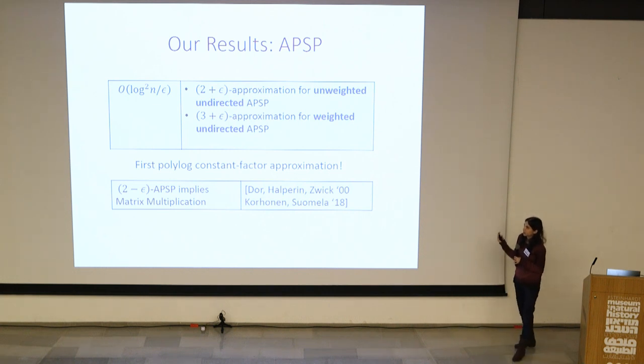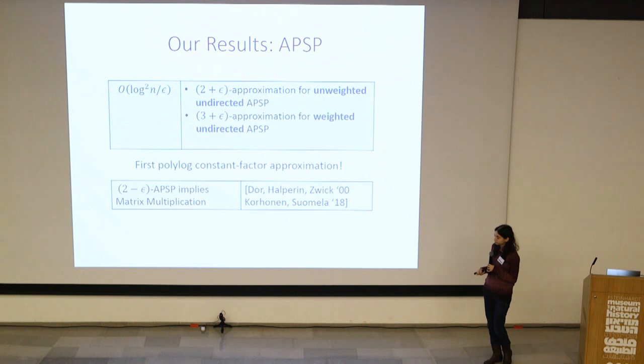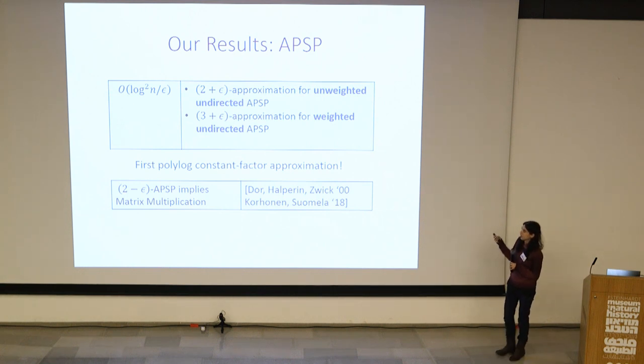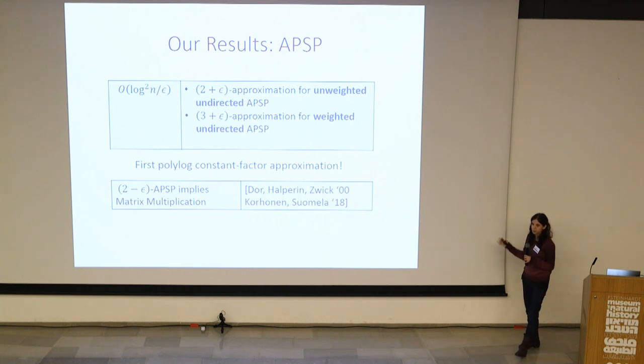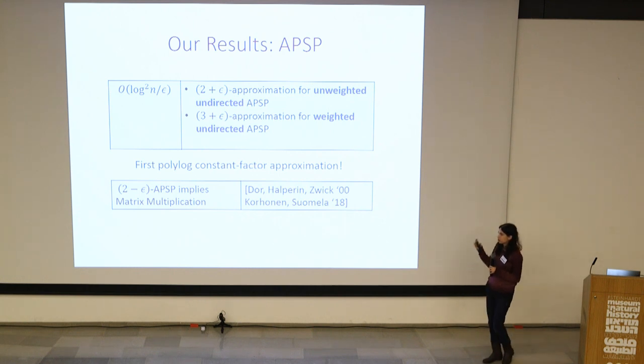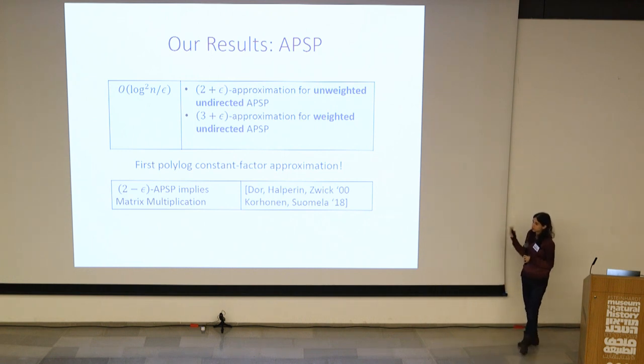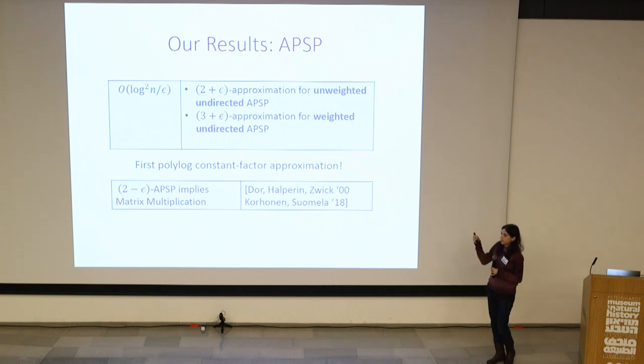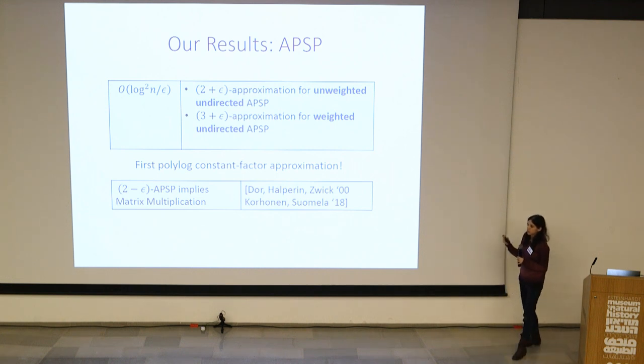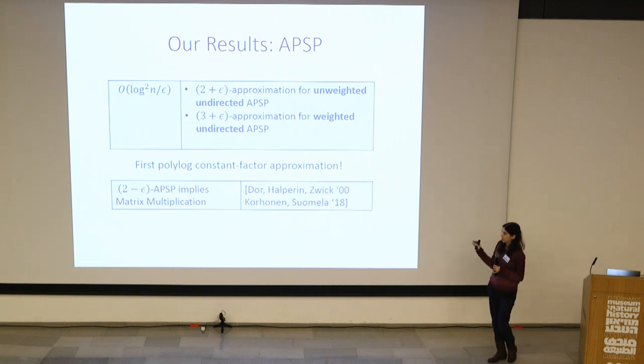For weighted graphs, we get a 3 plus epsilon approximation. And as I said, these are the first polylog constant factor approximations to this problem. So even if we allow some constant factor approximation, all the previous results required at least a polynomial number of rounds. And as I said, the 2 that we get is essentially the best we can hope for unless we can get a very fast algorithm for matrix multiplication in this model.